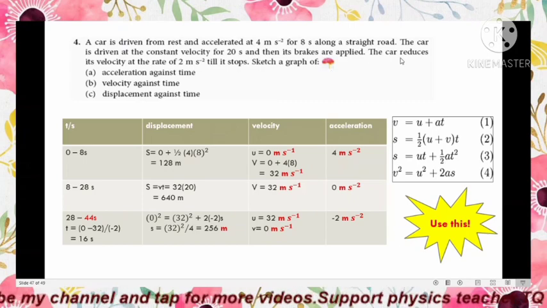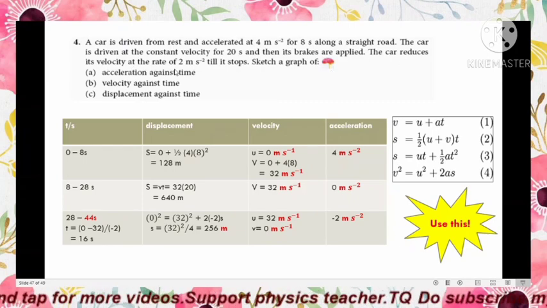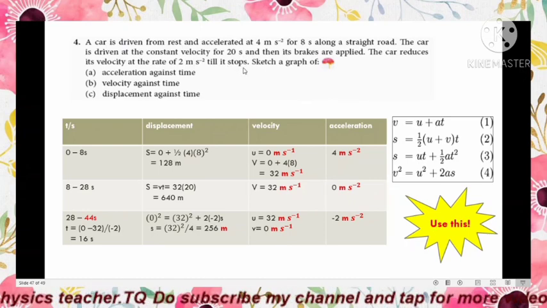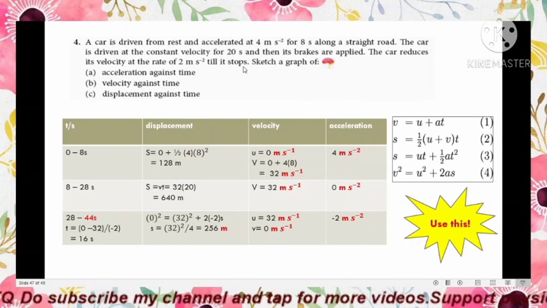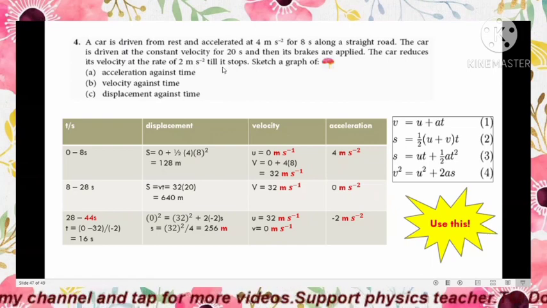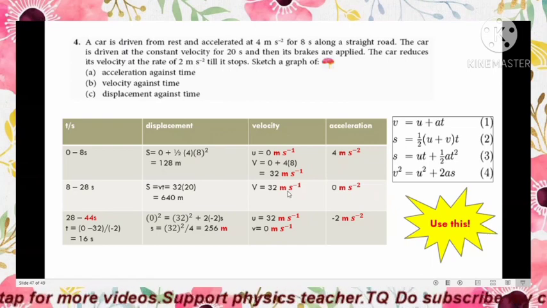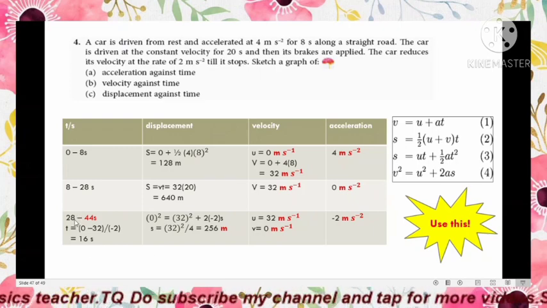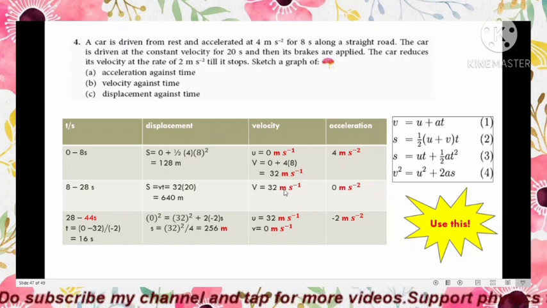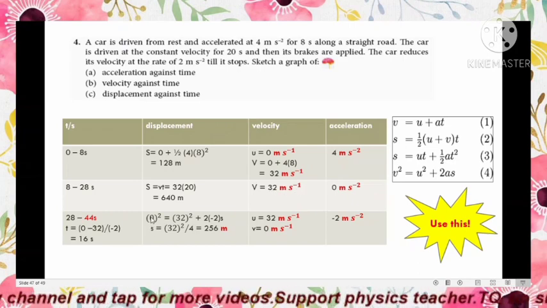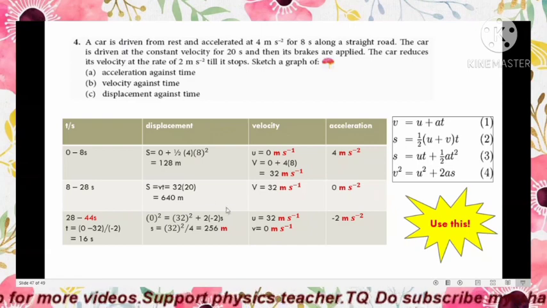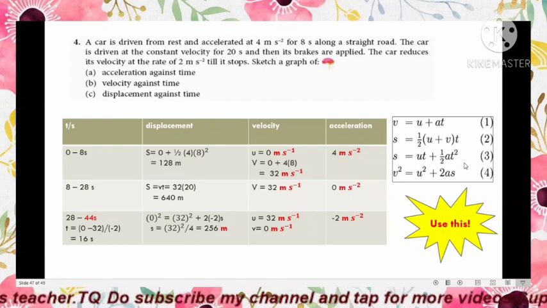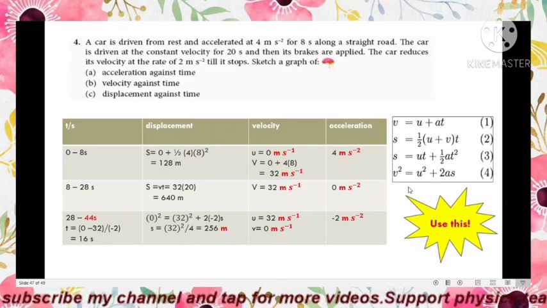Okay, next. The car reduces its velocity at the rate of 2 meters second negative 2 till it stops. The word stop here means the final velocity equals 0. What is the initial velocity? Initial velocity is 32 meters second negative 1. Okay, so at 28 seconds, we have calculated here the value is 32 meters second negative 1. So you calculate displacement. Which formula? We don't have time taken, not mentioned here. So the equation that you can use is number 4.